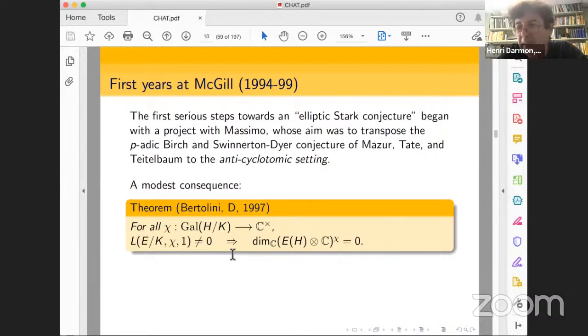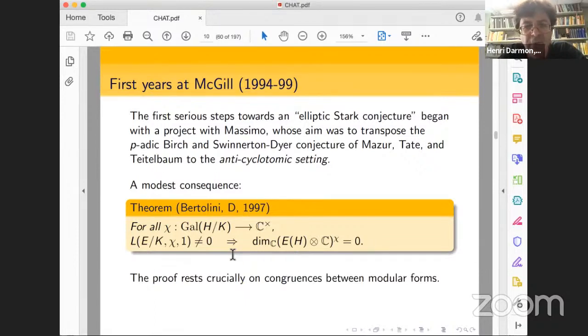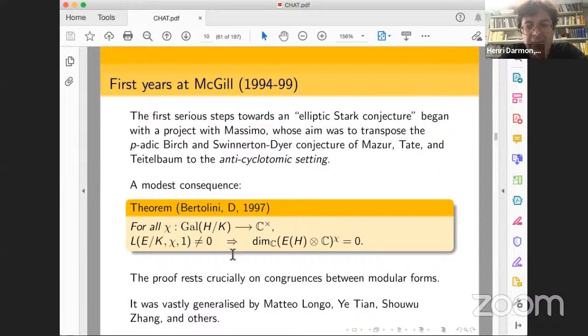I mean, we were quite pleased by that, but still the basic framework is based on the theory of complex multiplication and the ideas of Kolyvagin. And so, yeah, that's what I say here. The proof is based crucially on congruences. And this kind of result and technique was generalized by many people later, notably Matteo Longo, Ye Tian, Zhou Zhang, etc.